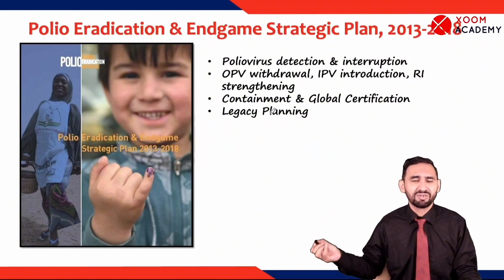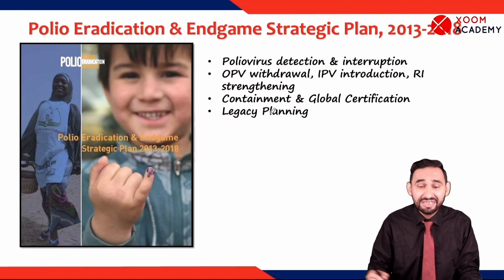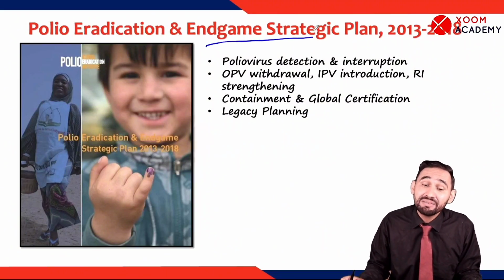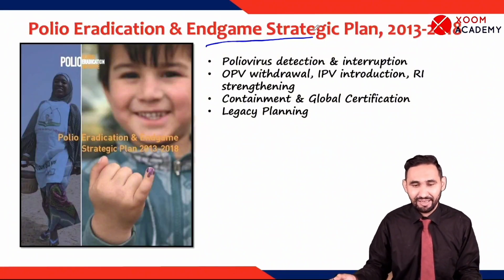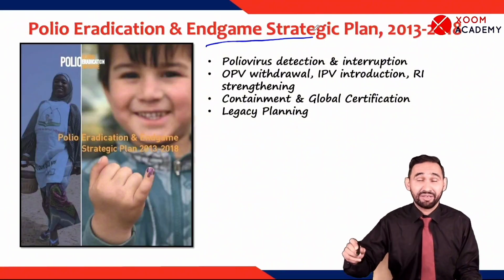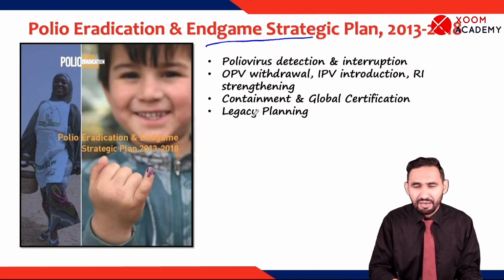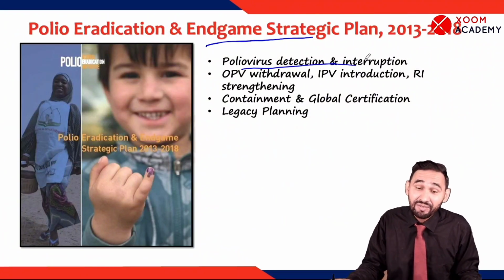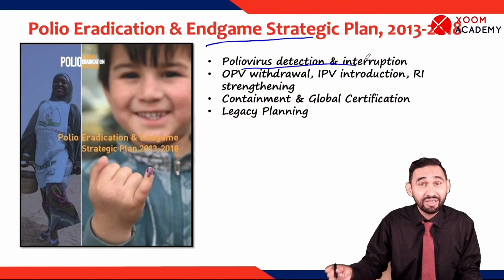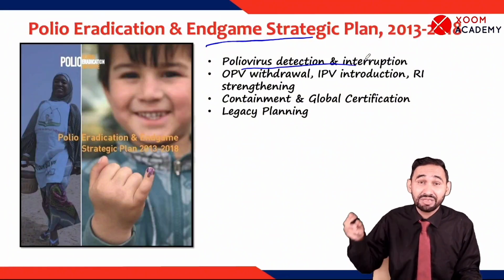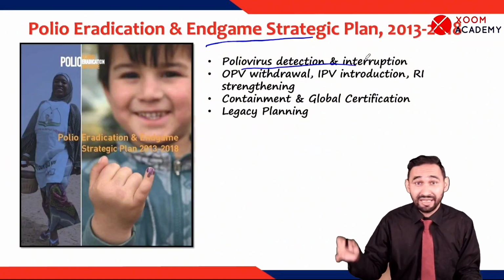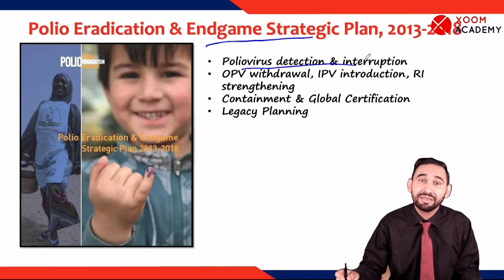WHO has launched the Polio Eradication and Endgame Strategic Plan to eradicate polio. This program is being implemented in Pakistan. What has it done? There are 4 important components of this program. Number one, poliovirus detection and interruption. How will we detect? By serological tests, by virus isolation, by surveillance. And we have to give vaccine to interrupt the chain of transmission, to break the chain of transmission. Vaccination is being done. Like I already mentioned, oral polio vaccine causes herd immunity.